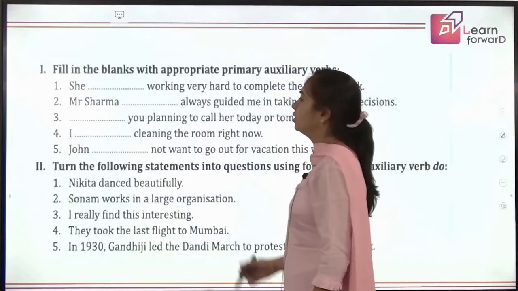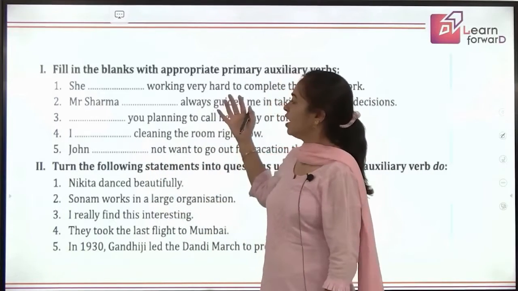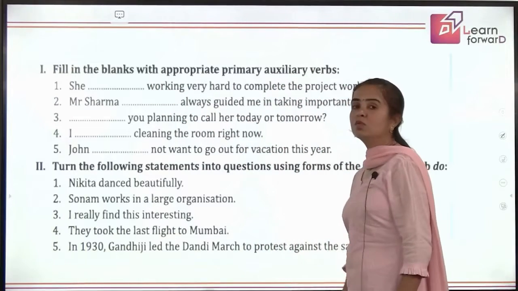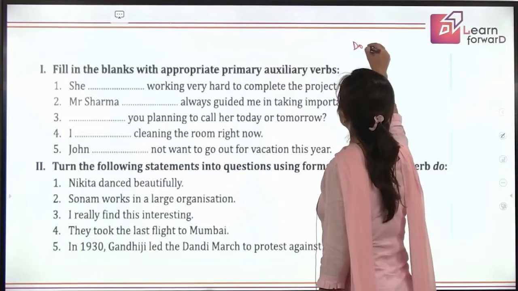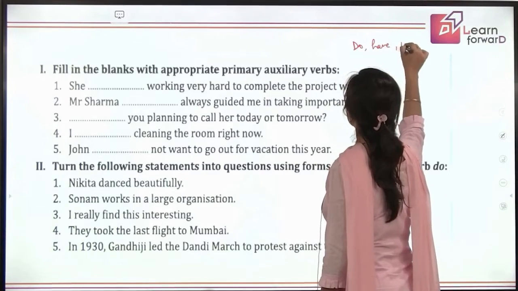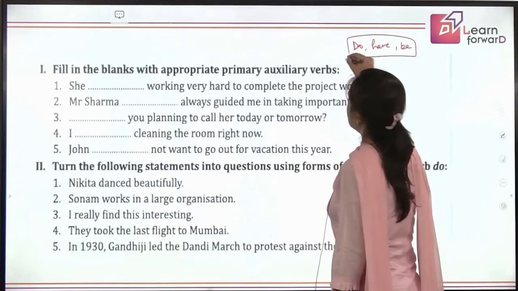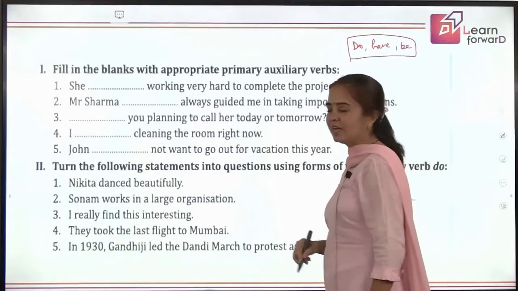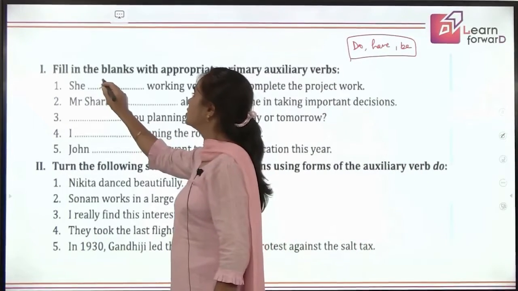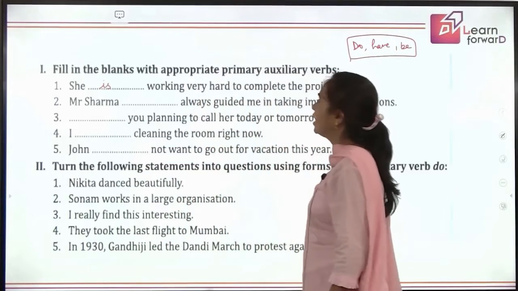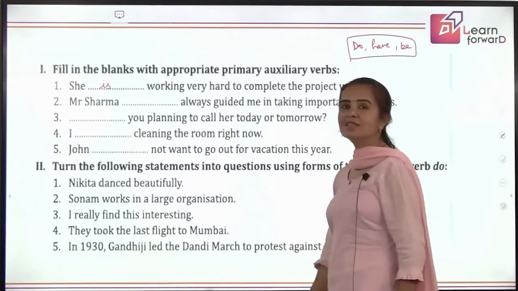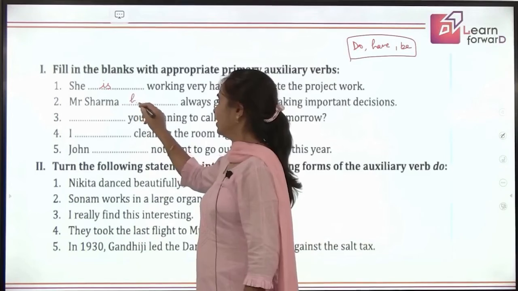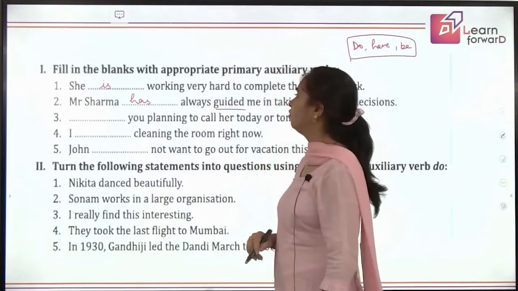Now, if you have understood all this, we have exercises for you. Fill in the blanks with appropriate primary auxiliary verbs. So, what are the primary auxiliary verbs we have learned? Do, have, and be. These three we will be using here in whichever form needed. She dash working very hard to complete the project work. Yes, she is working very hard. Next, Mr. Sharma dash always guided me in taking important decisions. You see here we are using the third form of verb. So, yes, perfect, has always guided.